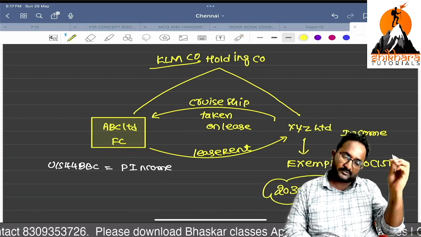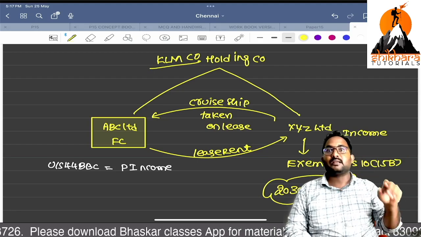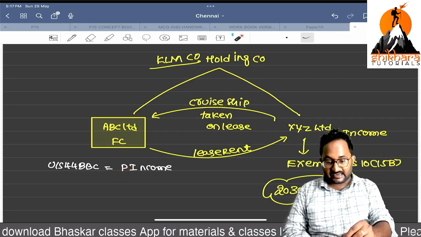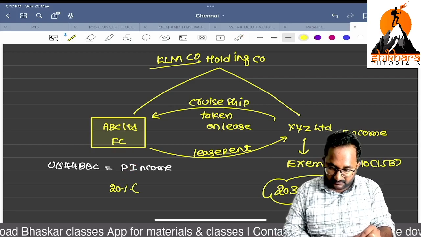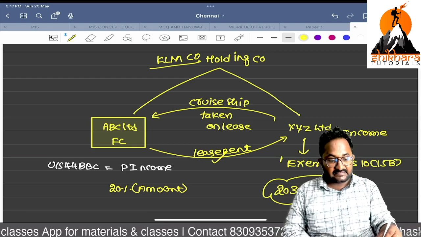2030-31. This is only the provision. Sir, here you can get 3 or 4 MCQs also. First thing, if they are declaring the presumptive income, what is the rate? What is the rate, ma? 20% of the amount. And while they are paying the lease rent, it is exempt to that what, ma?